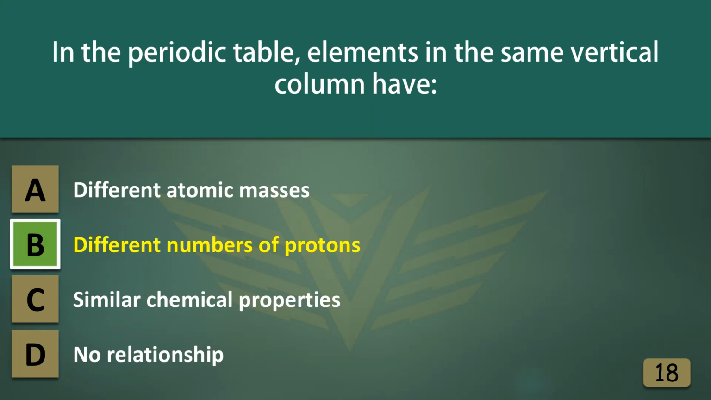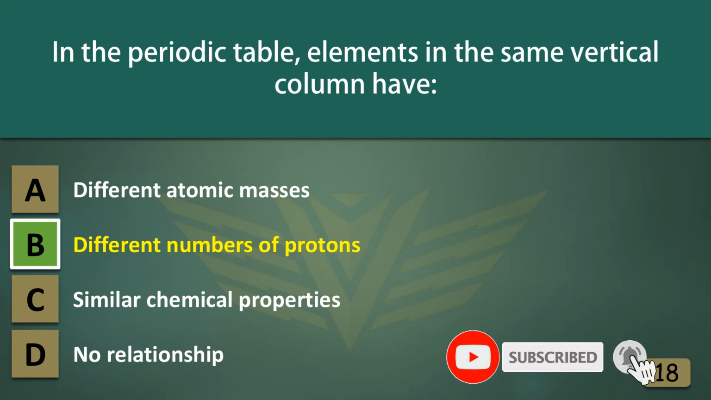The correct answer is B. Different numbers of protons. Elements in the same vertical column or group of the periodic table have similar chemical properties because they have the same number of valence electrons.